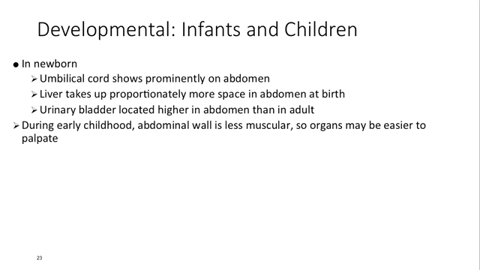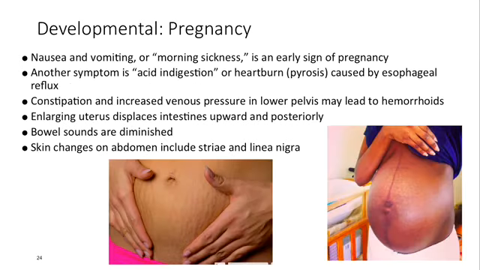Different developmental considerations are normal. Infant and children, you can obviously see the umbilical cord a little more prominently because it's healing. Liver takes up more space in the abdomen, and the bladder is a little bit higher. These are pretty standard pregnancy symptoms. I'll let you read through those, but I'm not going to go through each one. You can see it says skin changes on abdomen includes striae, and linea nigra is just that line down the center. Striae is the one on the left, the stretch marks here.